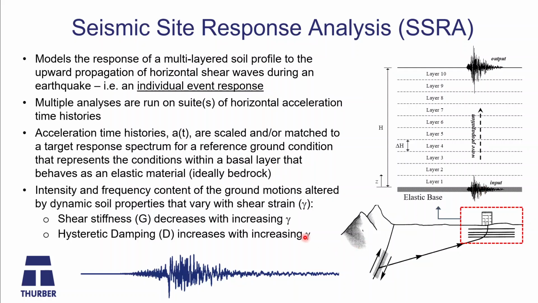So then what happens as you propagate the ground motions up through the various layers, the intensity and frequency content of those ground motions will be altered based on the dynamic soil properties that you assign to those layers. And it varies as a function of shear strain. So as the shear strain increases, your shear stiffness is going to decrease, and your hysteretic damping is going to increase.